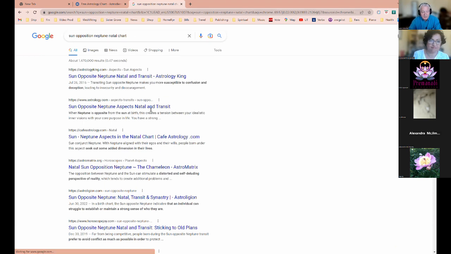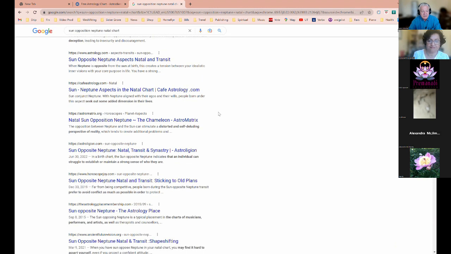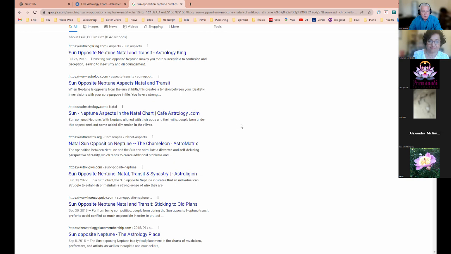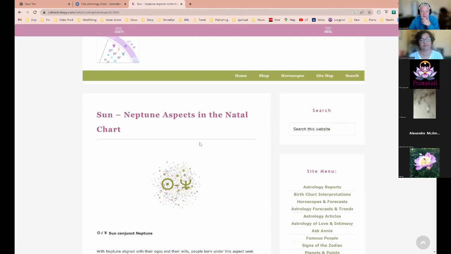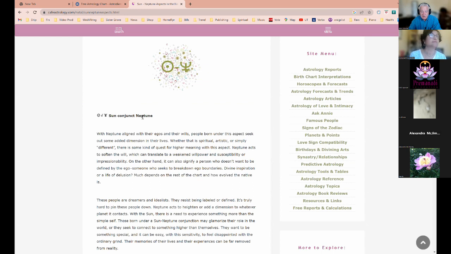Here you see a whole menu of options for you to look at, you know, the various interpretations that various astrological entities have for certain things. Cafe Astrology, for example, is a quite good one. Let's look at Sun-Neptune aspects in the natal chart. It will give you every aspect of Sun-Neptune. You see, it says Sun conjunct Neptune. You see the conjunct sign there between Sun and Neptune right in front of it?